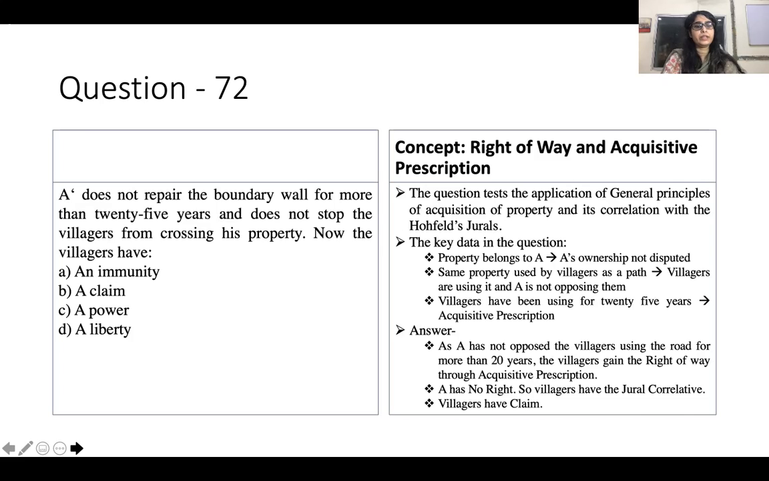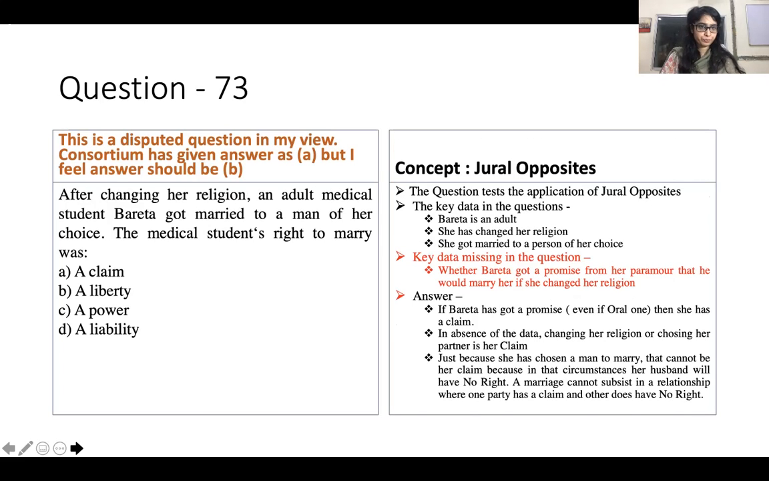So that is question 72. Now let's move on to 73. Basically, this question is a disputed question in my view, because the consortium has given the answer as A, but I feel the answer should be B, and I'll tell you how. After changing her religion, an adult medical student Bareta got married to a man of her choice.